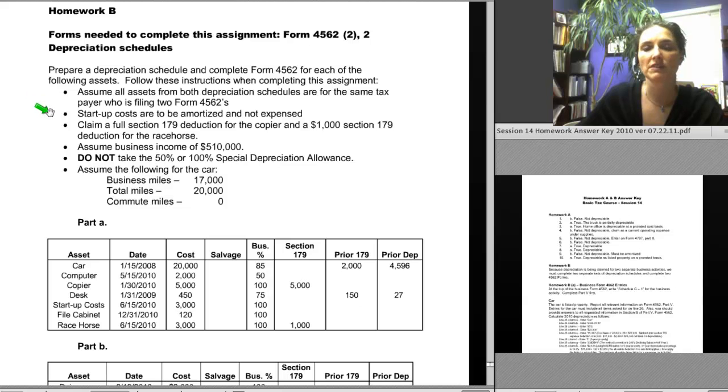Also, startup costs are to be amortized and not expensed, so we want to see you treat those correctly on the Form 4562. Claim a full Section 179 deduction for the copier and a $1,000 Section 179 deduction for the racehorse. So we want you to treat that correctly. Assume business income of $510,000. Do not take any bonus depreciation, and assume the following information on the car: business miles 17,000, total miles 20,000.